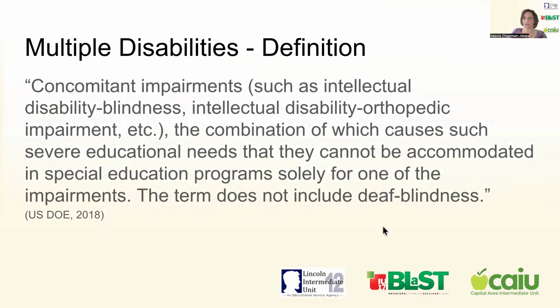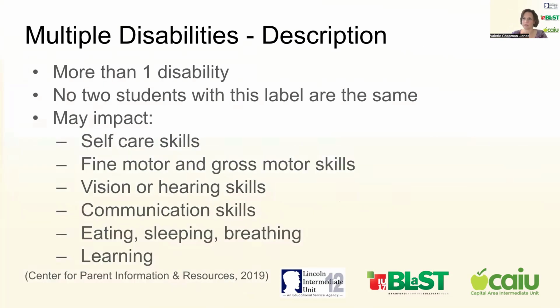The next category is multiple disabilities. Please pause your recording and read over the definition. Multiple disabilities means exactly what it says, more than one disability. And because of that, no two students who have this label are going to be the same.